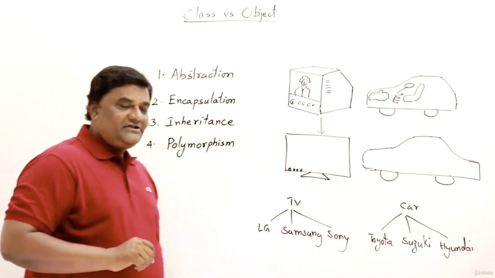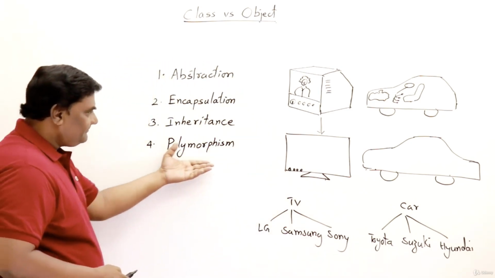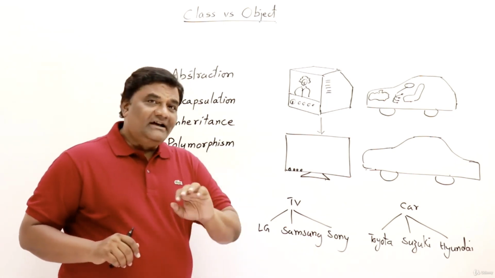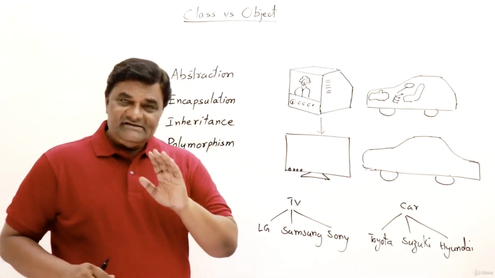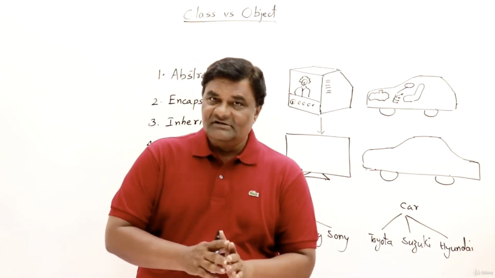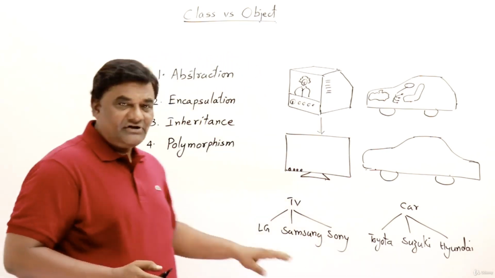Now coming to the last feature, that is polymorphism. Before explaining polymorphism, I'll show you the difference between inheritance and polymorphism. See, there is something called specialization and generalization. So I will write it down here.